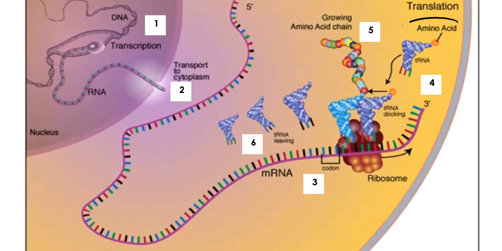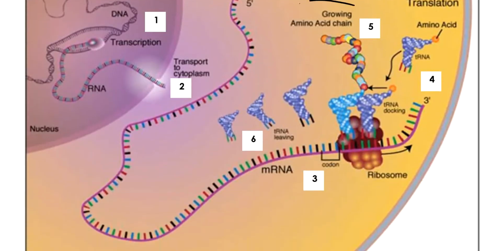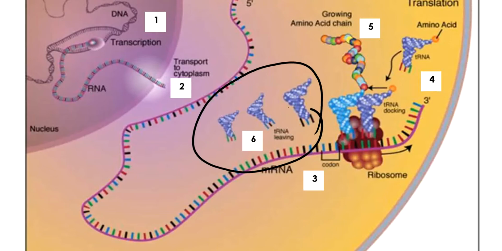This is step 4. Here you can see a molecule of tRNA arriving at the ribosome and then docking and transferring its amino acid to the ever-growing strand, which will form the protein. Finally, in step 5, the amino acids are assembled in a specific order to form a new protein. In our diagram, you can see the growing chain of amino acids here in step 5. Step 6 isn't anything fancy, so I left it off the description. Basically, the tRNA undocks and leaves the ribosome when its job is complete.